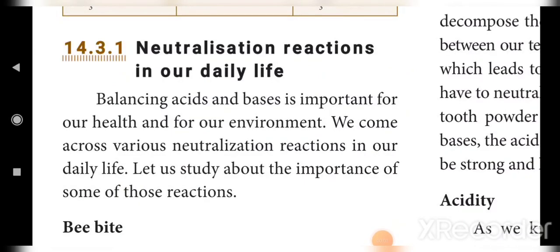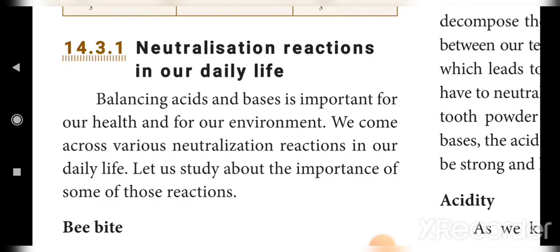Next, neutralization reactions in our daily life. Balancing acids and bases is important for our health and for our environment. We come across various neutralization reactions in our daily life. Let us study the importance of some of those reactions. Some insect bites produce acids or bases. If it is an acid, we add a base to compensate. If it is a base, we add an acid. This is the basic concept.